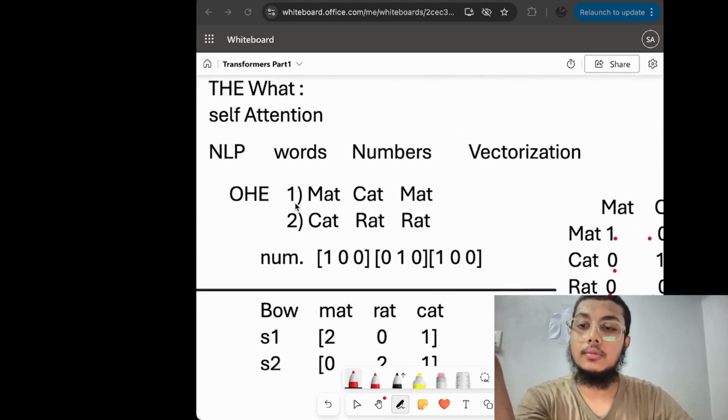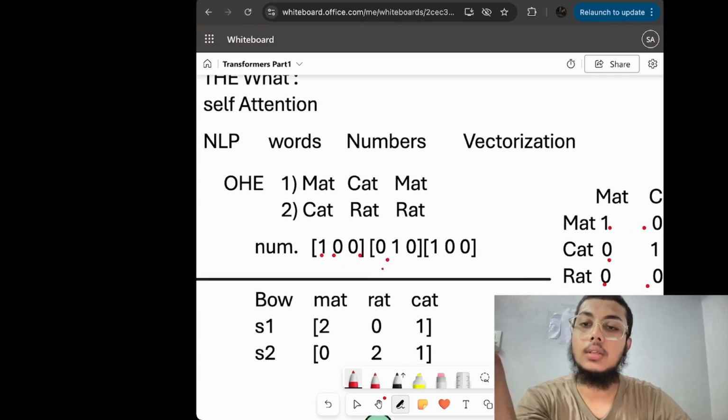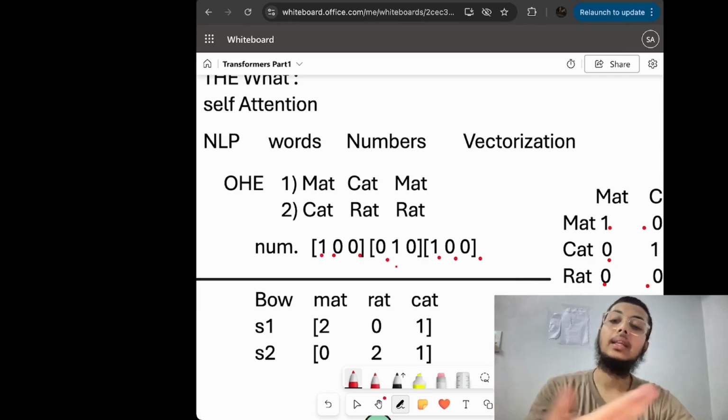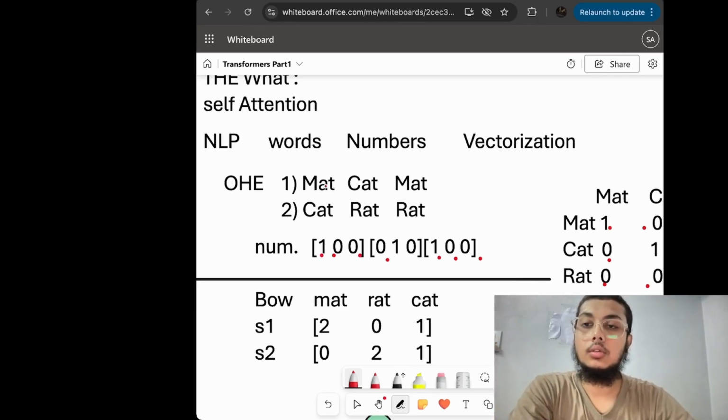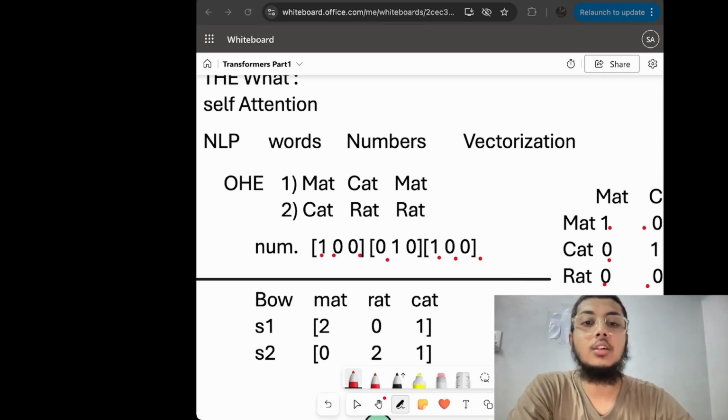The first one is 100, and cat is 010, right? And mat again is 100. So I have represented these words in the form of numbers. Similarly I can represent the second sentence as well. But clearly you can see that this method is a bit inefficient, right?